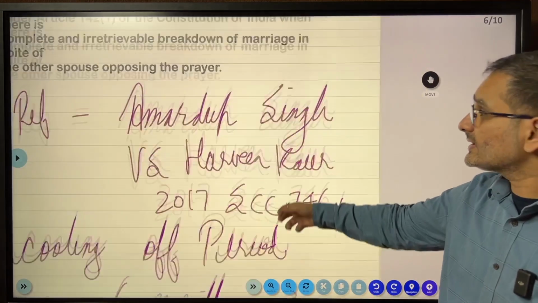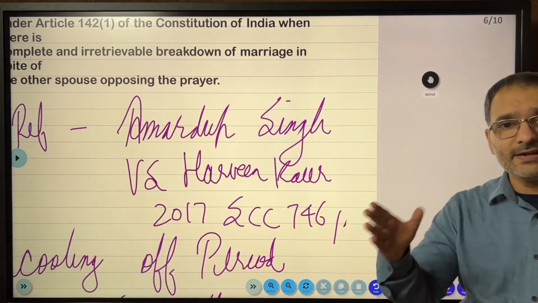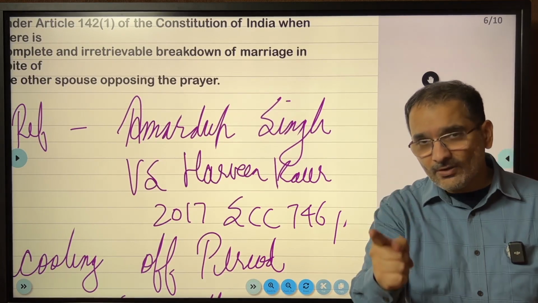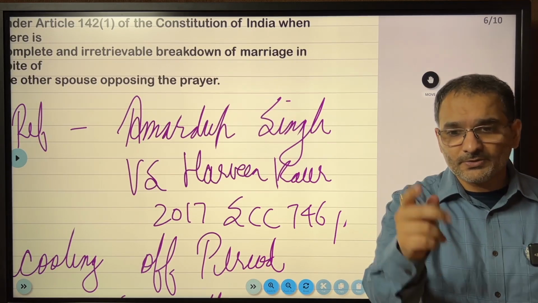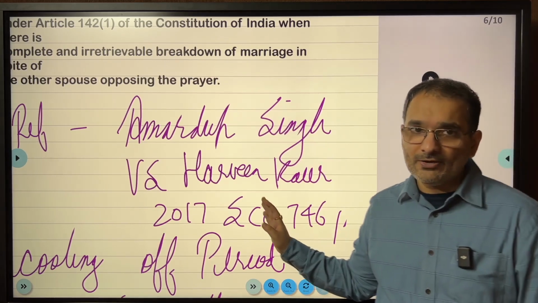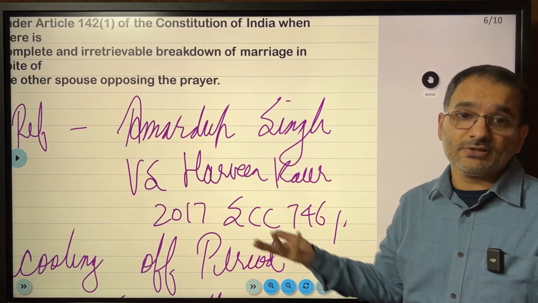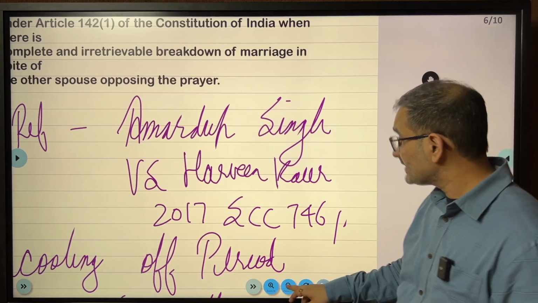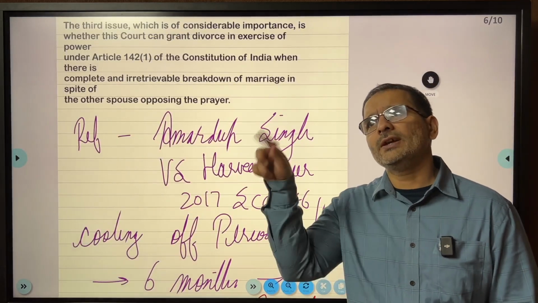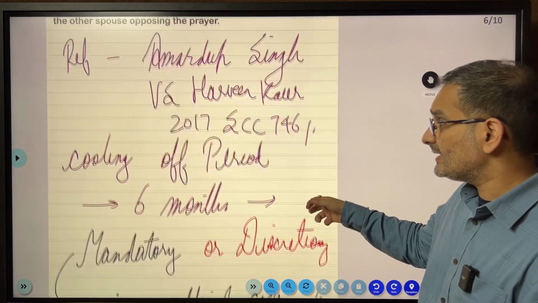So reference was made to Amardeep Singh versus Harveen Kaur, 2017, SCC 746, note down the citation. This is one of the most important family law judgments to be written in your judiciary notes, in your LLM notes. This is extremely, extremely crucial. In Judiciary, for the family law mains paper, especially DJS and so on, these judgments you just cannot skip when you're talking about these sections. Amardeep Singh versus Harveen Kaur, I think there is another, Amit Kumar, I forgot its versus. But no problem, we'll manage with this. If the answer is good, even one judgment does the job.